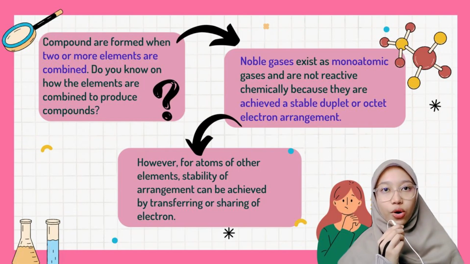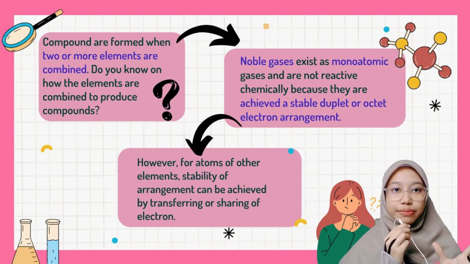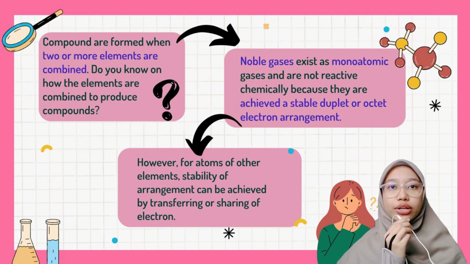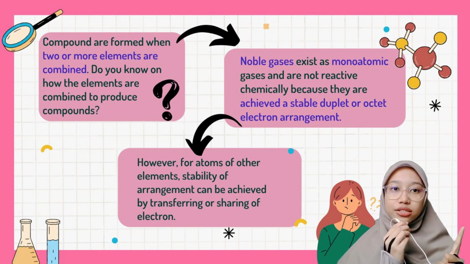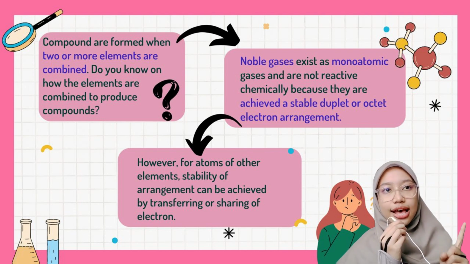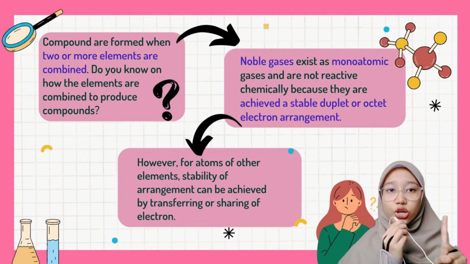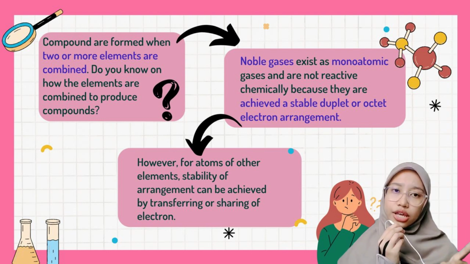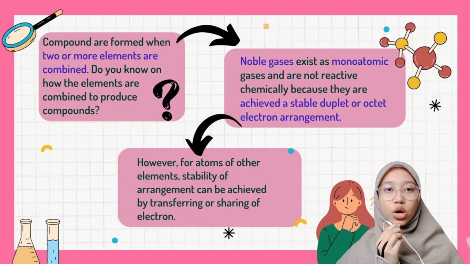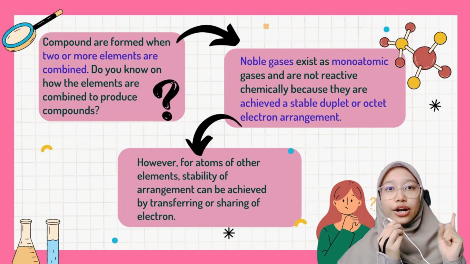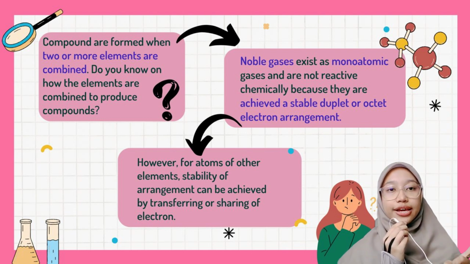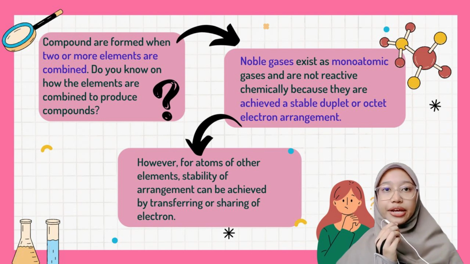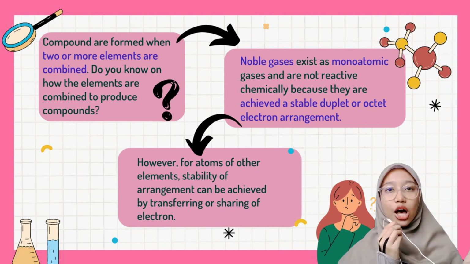Compounds are formed when two or more elements are combined. Do you know how the elements are combined to produce the compound? Noble gases exist as monoatomic gases and are not chemically reactive because they achieve a stable duplet or octet electron arrangement. However, atoms of other elements besides noble gases can achieve stability of arrangement by transferring or sharing of electrons.